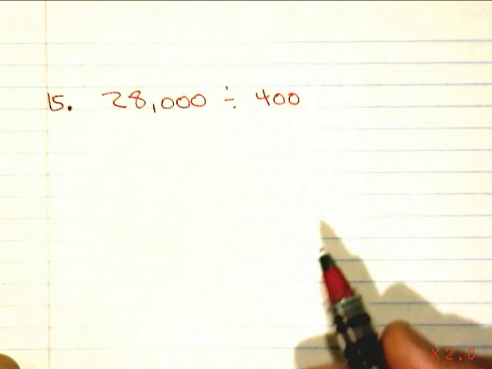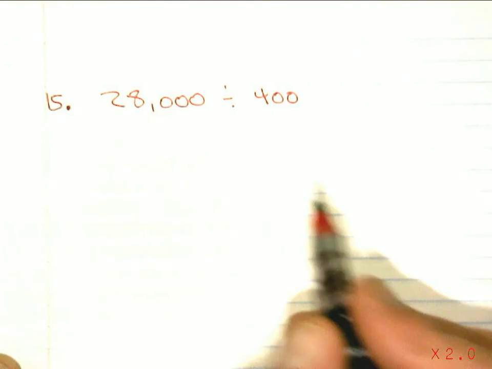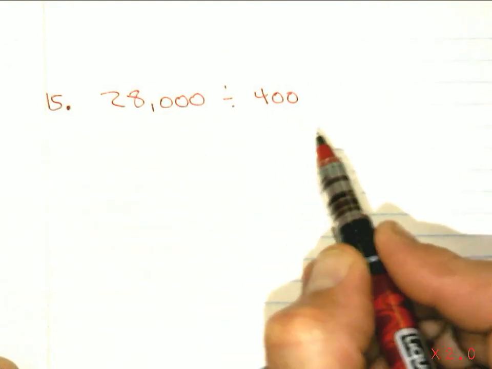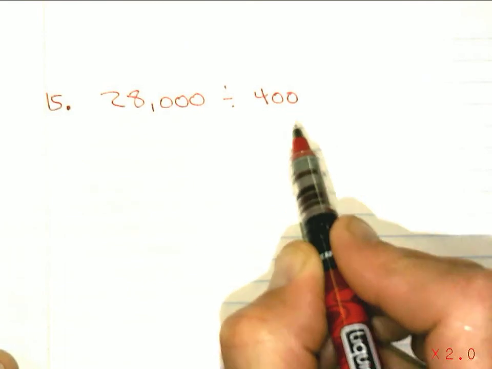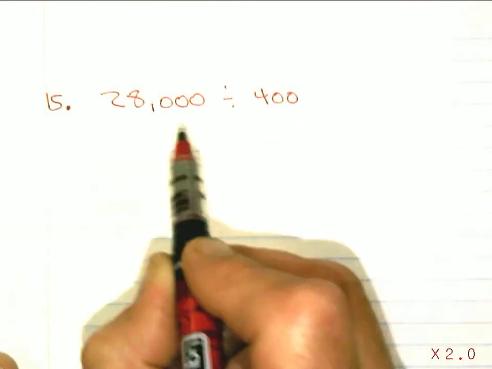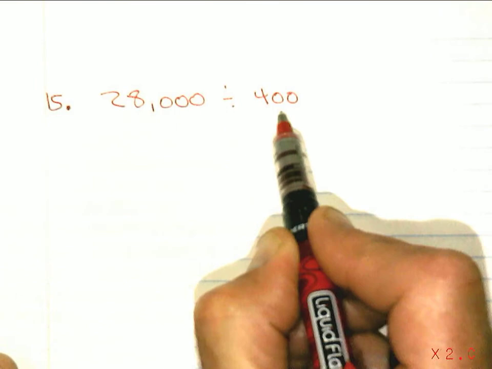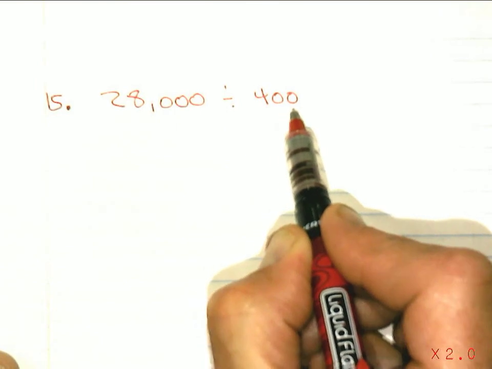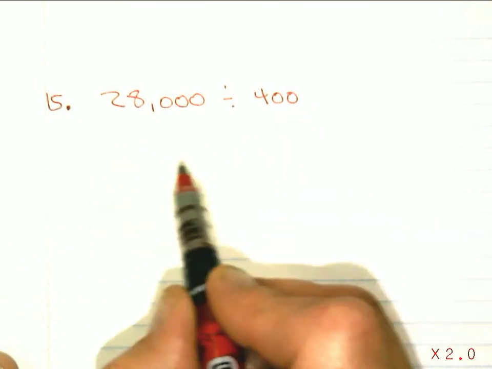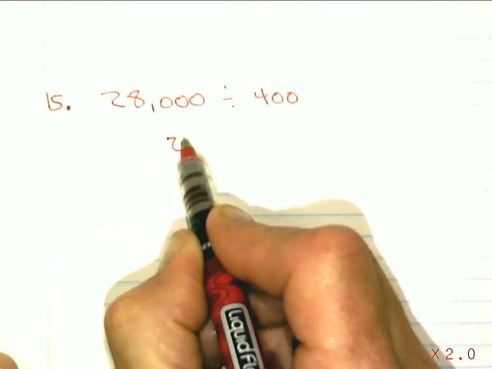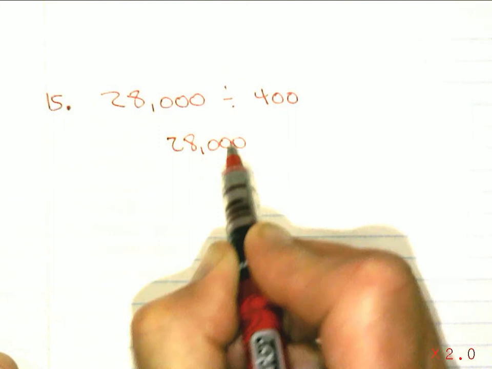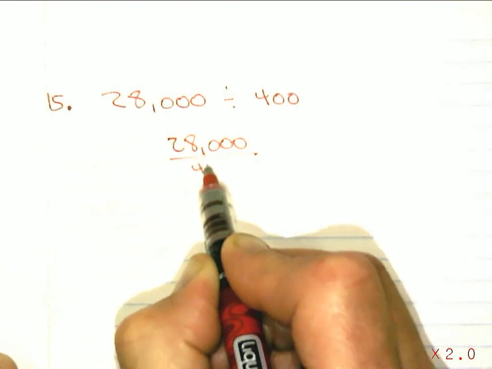Problem number 15 is set up intentionally to make you think about mental math and division mentally. So when I have 28,000 divided by 400, I'm actually going to rewrite this one as a fraction. What this says is 28,000 over 400. That's a division problem.